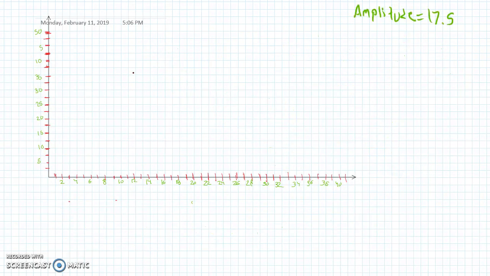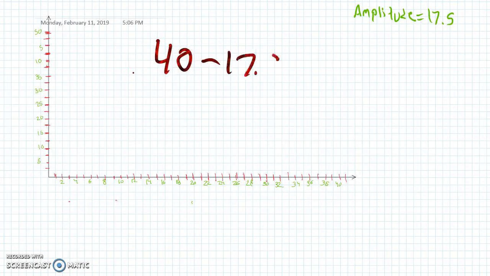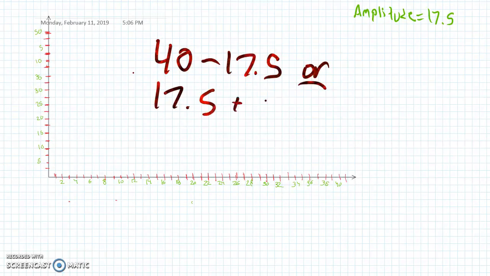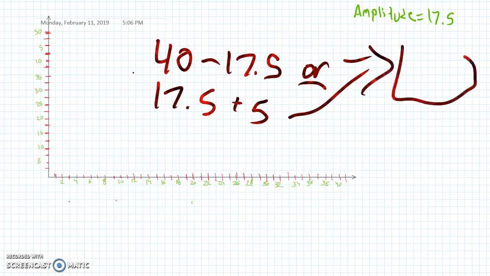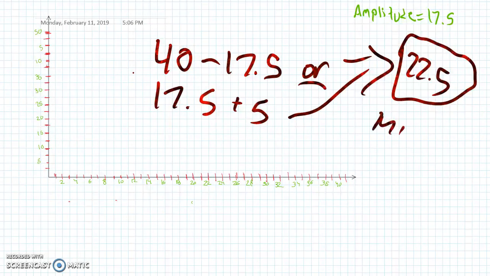So now that we have found the amplitude, we are able to find the midpoint of the graph. To do this, we can either subtract the amplitude from the maximum point, or 40 feet minus the amplitude 17.5, or we can add the minimum point to the amplitude, in this case 17.5 plus 5. Either way, we will get the same number, and our total midpoint line number would be 22.5. This is important to figure out our equation.